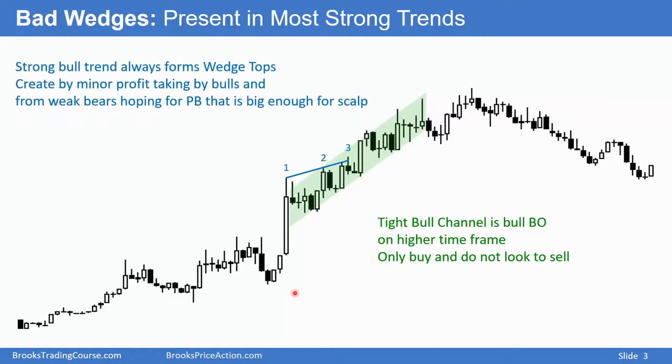Bull trends are always forming wedges. 1, 2, 3, or 1, 2, 3, 1, 2, 3. You can count them any way you want, but all of those wedges are within tight bull channels, and therefore the reversals are minor, probably leading to a bull flag and a resumption of the bull trend, not a reversal.